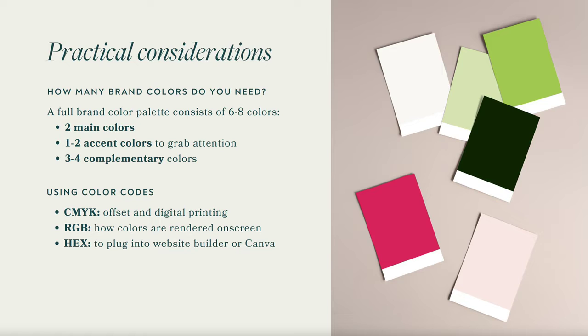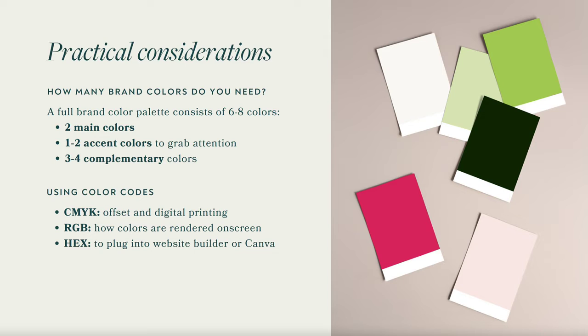A full brand color palette will usually consist of 6 to 8 colors. You're going to have 2 main colors that you'll use most often, and then you're going to pair that with 1 to 2 accent colors that are going to grab a bit of attention, but you're going to use them a little bit more sparingly. And then you're going to fill out your color palette with 3 to 4 complementary colors that are usually going to be softer neutrals that aren't going to compete for the attention with the other main colors.